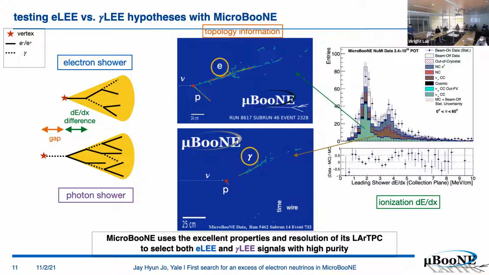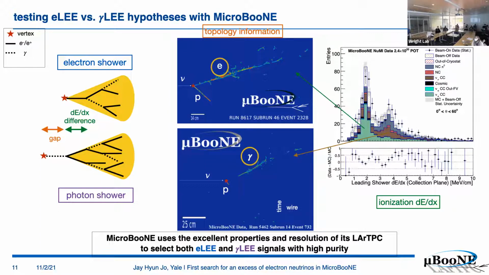First, we use the topological information. The nature of the electron showers and the photon showers are different in that the photons have a gap between the interaction of the neutrino and the beginning of the shower because of their conversion distance. However, an electron shower is supposed to have an attached vertex between the neutrino interaction and the shower. So you can see here is the attached vertex, whereas in this photon shower case, you have this gap between the shower vertex and the neutrino vertex. Because of this great 3D imaging that we have in the liquid argon TPC, we can look for this gap with great precision. And this is one of the handles that we can use to separate electrons and photons.